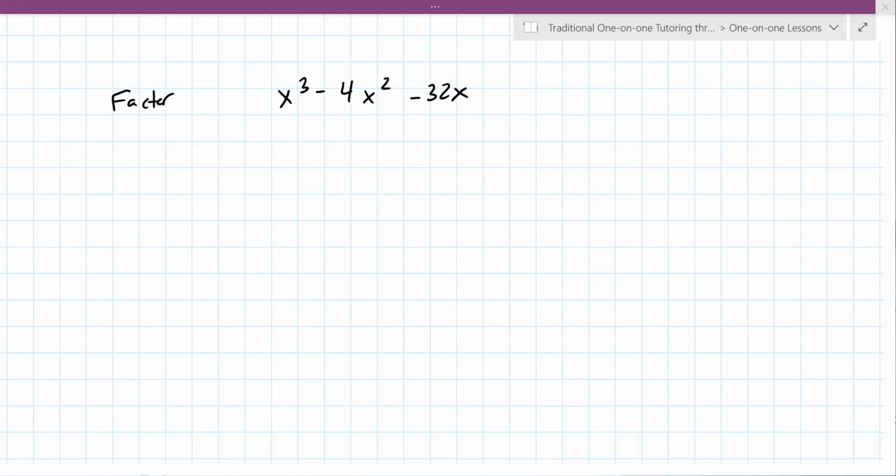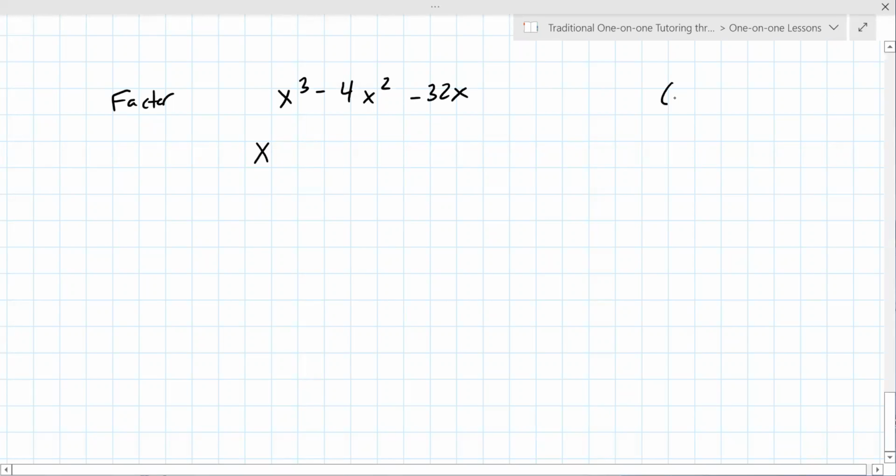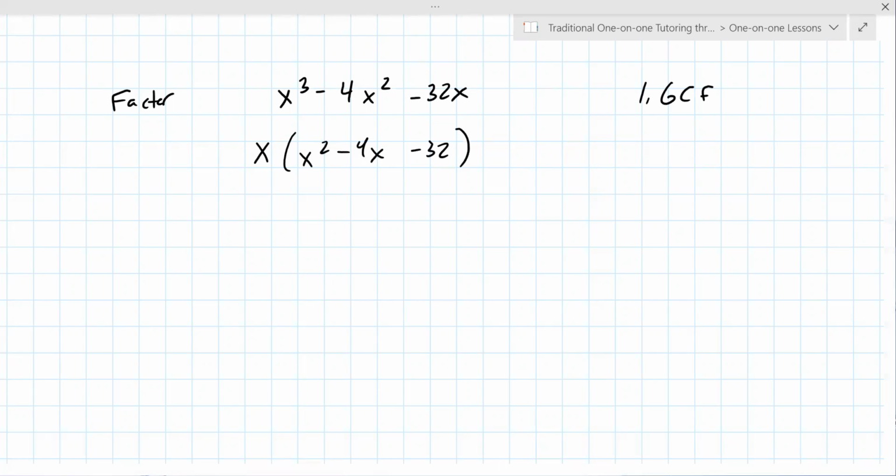Do you factor out x first? Yes, you always look for the GCF. Like that's the most important thing I've said. X squared minus 4x minus 32.